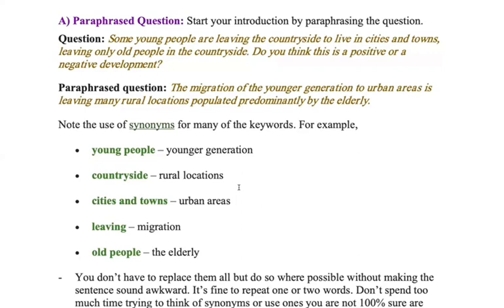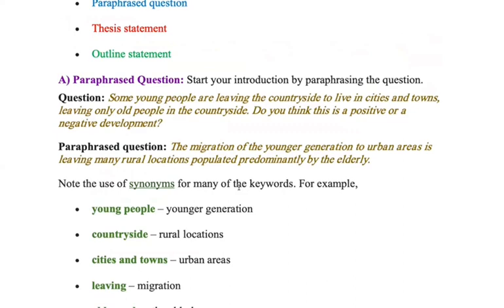When you are talking about cities and towns, big cities or towns, you are talking about urban areas. For "leaving" you can use "moving", but he used "migration", which is absolutely correct. And for old people, the synonym can be "the elderly". So he has used these words and phrases instead of what has been mentioned in the question. Let's see here: "Some young people are leaving the countryside to live in the cities and towns." He says, "the migration of the younger generation to urban areas."